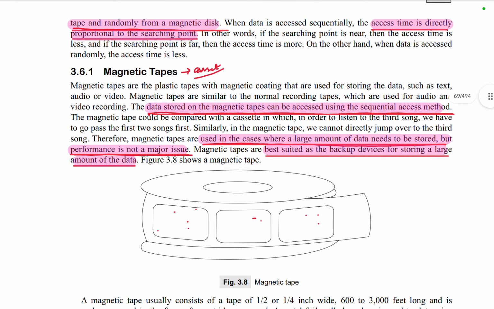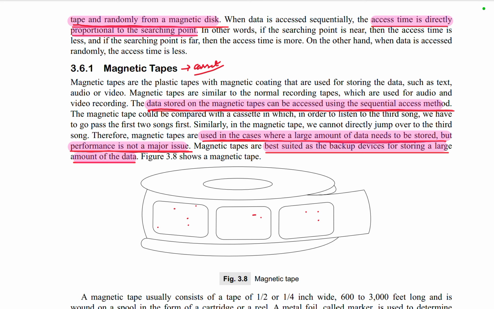Magnetic tapes: data stored on magnetic tapes can be accessed using the sequential access method. They are used in cases where a large amount of data needs to be stored but performance is not a major issue. They are best suited as backup devices for storing a large amount of data.